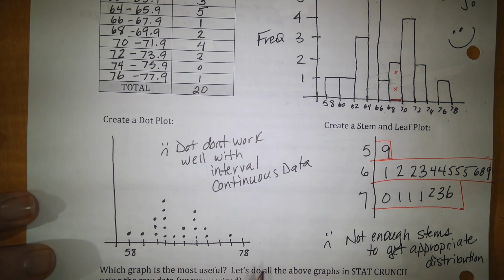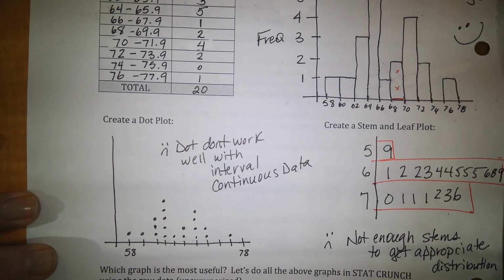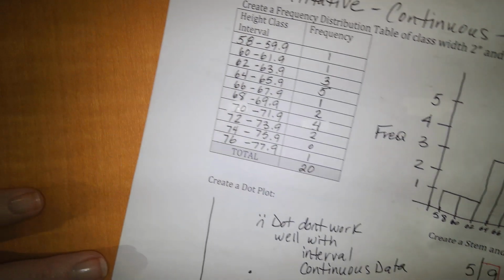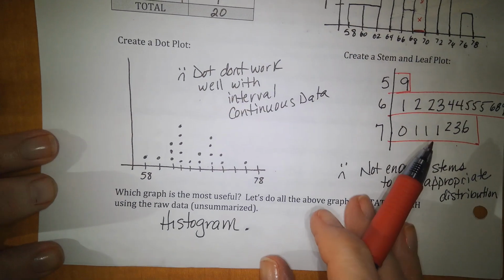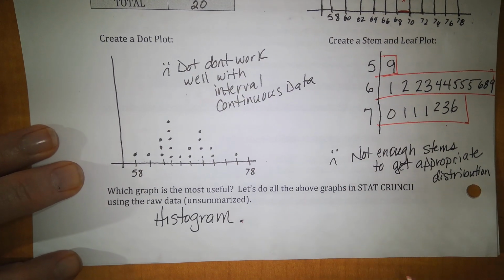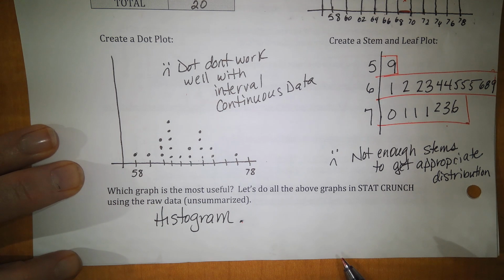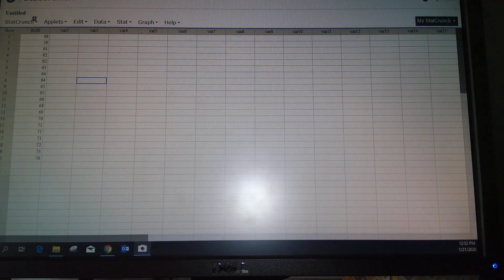So these 2 graphs would not be the best to use for this particular example. So at the bottom, when I say which is going to be the most useful, I would definitely answer this as a histogram. Let's now do all of these in Statcrunch.